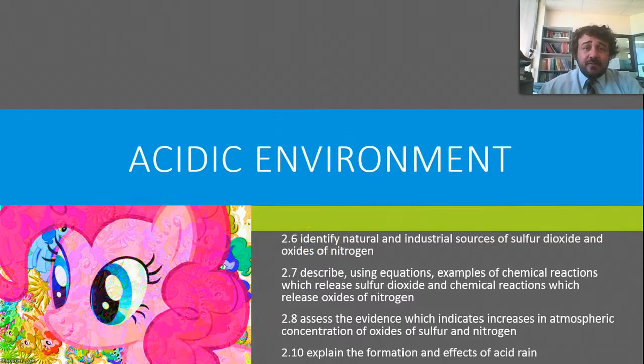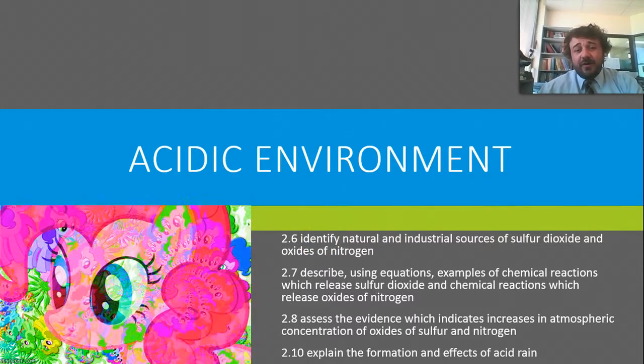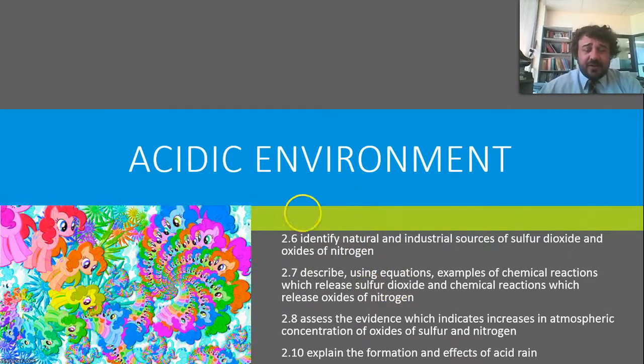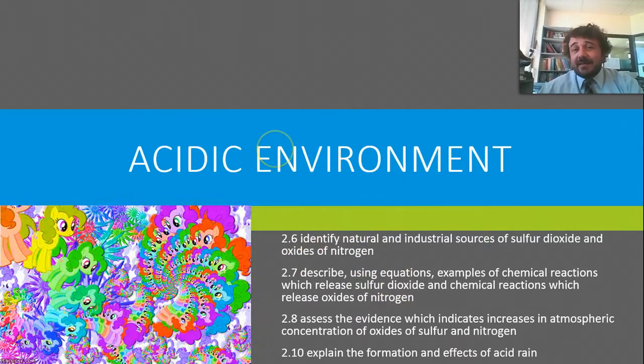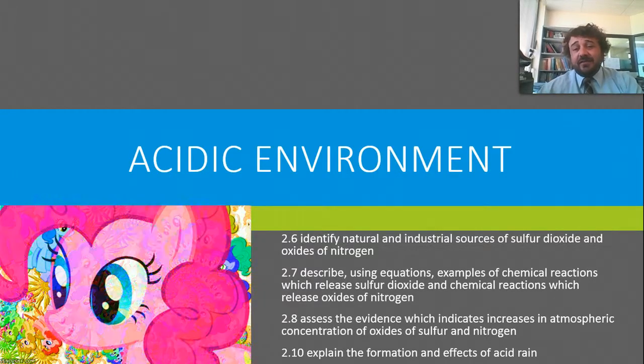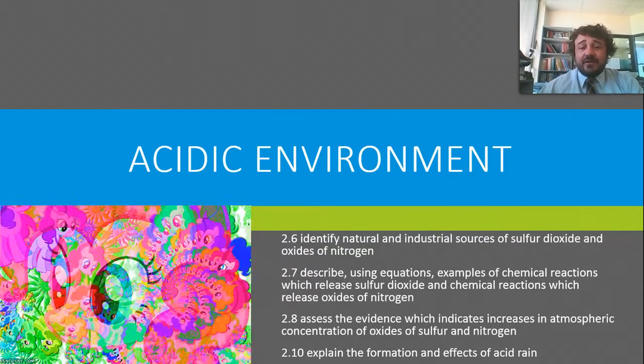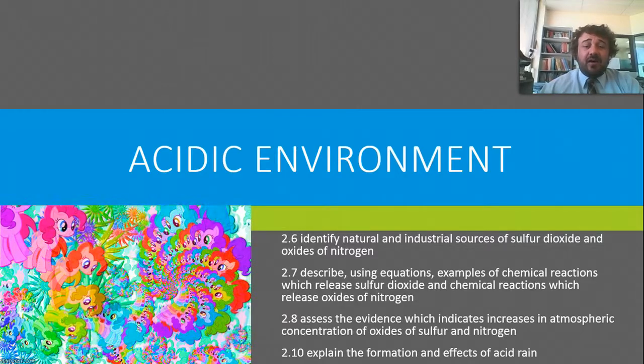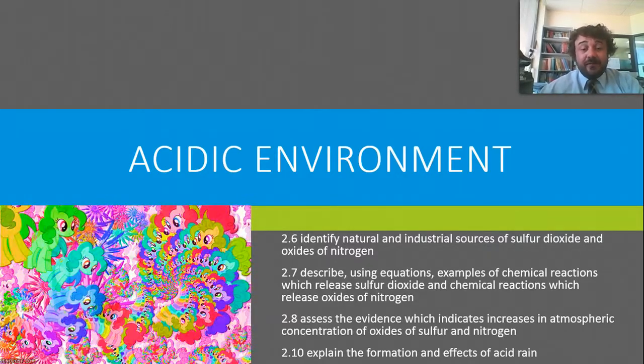Alright nerds, so we're going to continue on with our acidic environment, and these are the dot points we're going to cover today. So that might be an indicator that this is going to be a rather large one. We want to identify natural and industrial sources of the two oxides we're going to look at, which are sulfur dioxide and oxides of nitrogen.